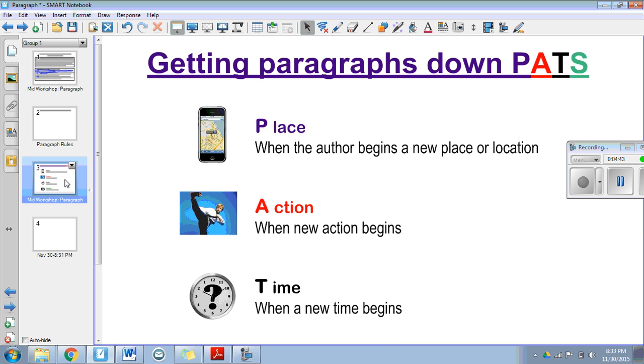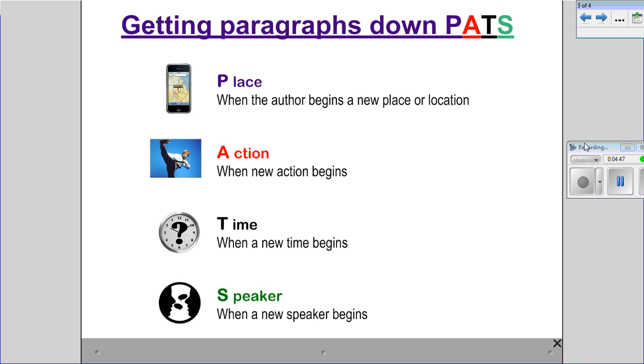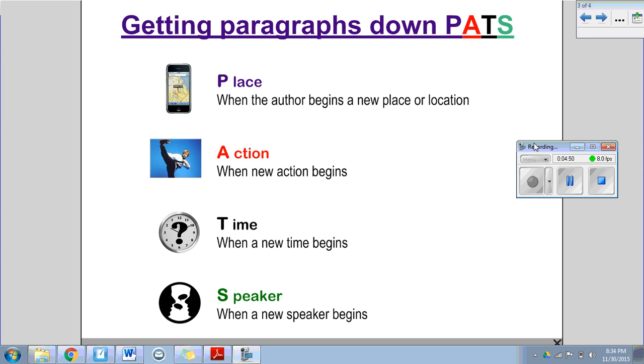What you will now do is go back to your narrative and, using the PATS acronym, please start new paragraphs whenever you have a new place, action, time, or speaker.